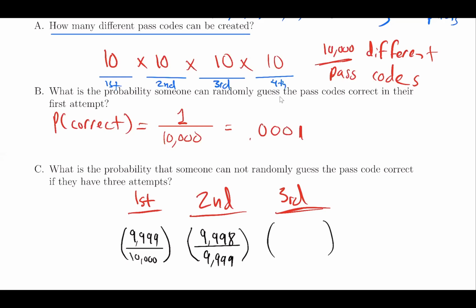For the third attempt, which number should I put on top? 9,997 out of 9,998. So far, everybody good with those probabilities?